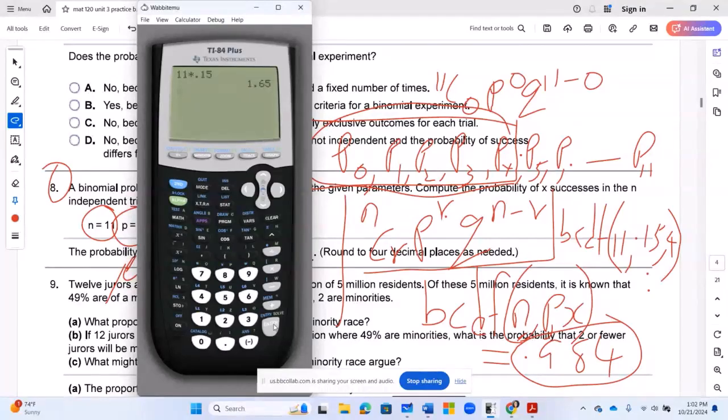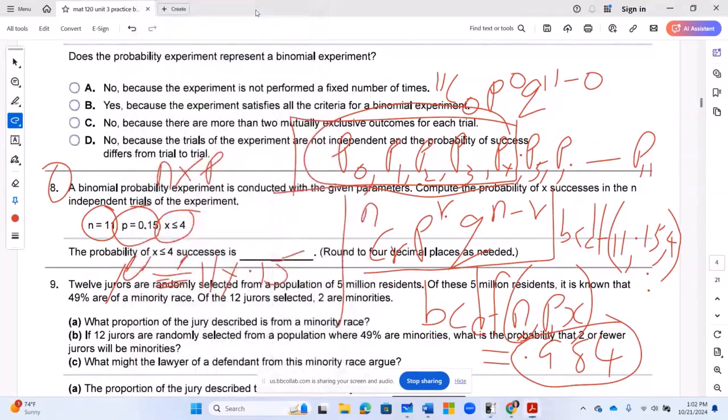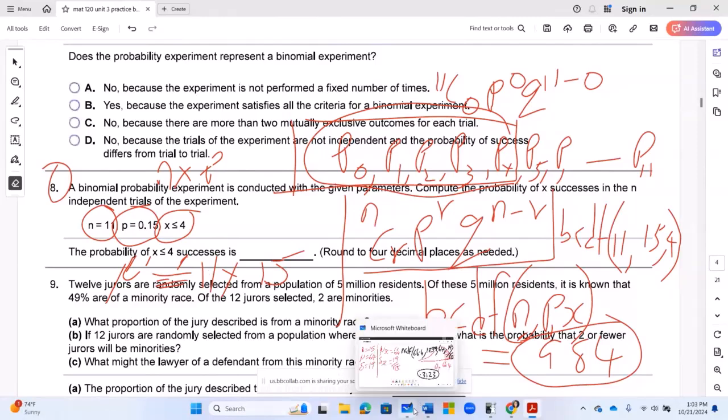Okay, so what if in this probability distribution I'm told to find the area between? I could be told to find the area between in a binomial distribution. So what if I am told to find the area between in this binomial distribution? I think I'm going to take this to my whiteboard.